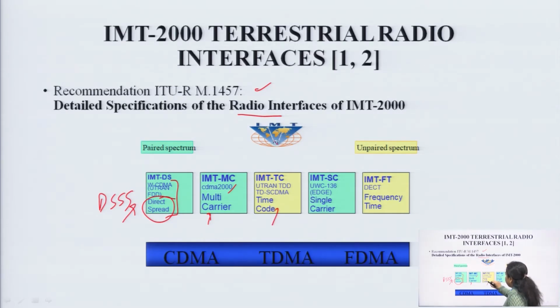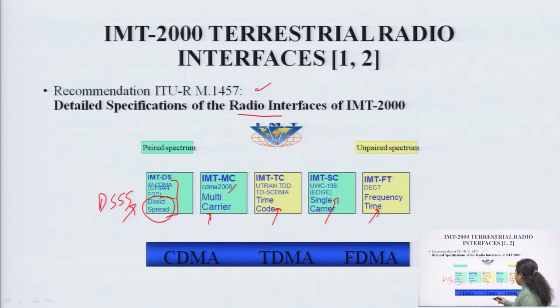Next one is IMT-TC, that is using UTRAN TDD, time division duplexing, and it uses time division code multiple access. Next is IMT-SC. Now, SC is single carrier, means it is using 2.5G EDGE technology, that comes after second generation. Next is IMT-FT, that is DECT, frequency time, that is frequency division multiple access it is using.